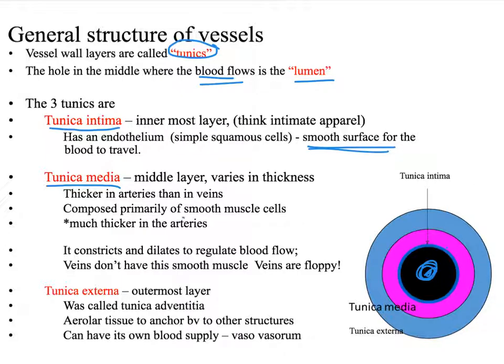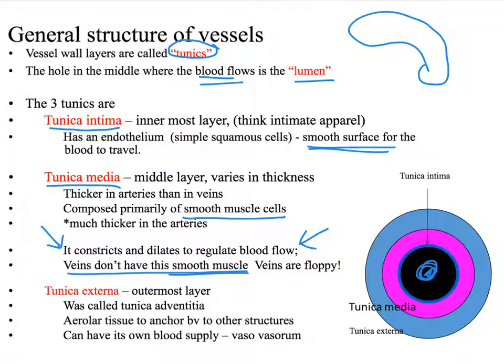They're usually composed of smooth muscle cells. It's going to be where we can actually regulate blood flow because they constrict and dilate. Veins don't have this much smooth muscle, so veins are floppy. If you had to draw a vein, the vein would look like this, and an artery would look like this. So veins are big and floppy.